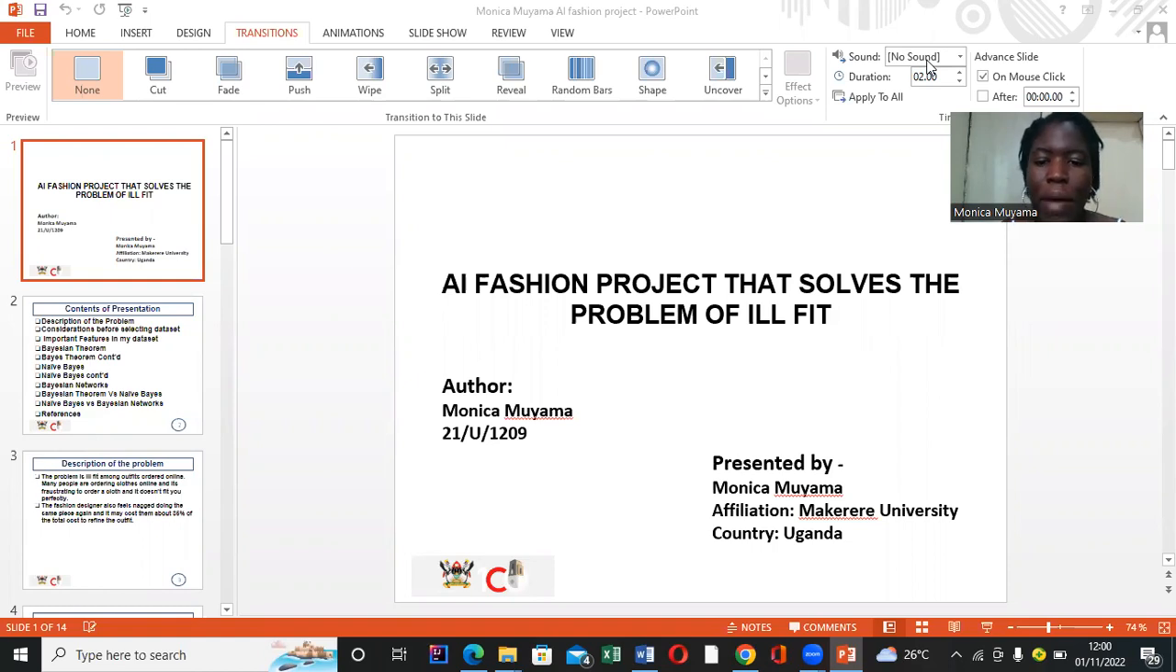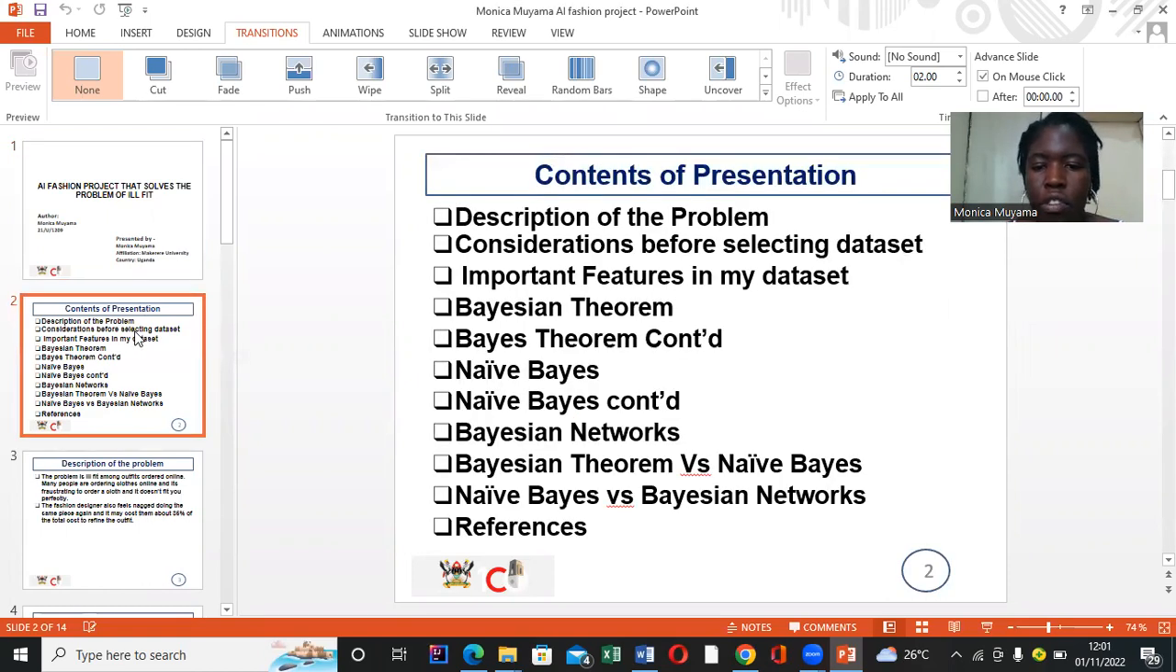And I'm going to take you through my AI project that solves the problem of ill fit. The contents of my presentation today are going to be the description of the problem that I'm solving, considerations that I took before selecting my data set, then important features in my data set, Bayes theorem, naive Bayes, Bayes networks, then the differences between Bayes theorem and naive Bayes, and then naive Bayes and the Bayesian networks.